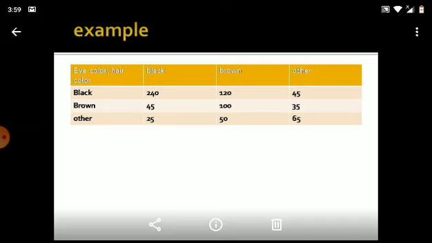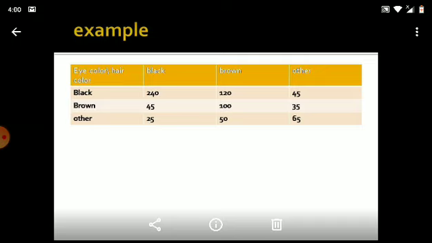There are three categories of eye color: black, brown, other. In the same way, there are three categories of hair color: black, brown, or other. So the attributes are mentioned row wise and column wise, along with their frequencies. Now have a look at the frequencies. They are the joint frequencies.